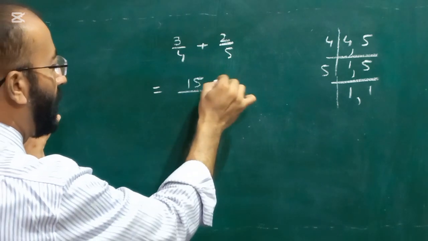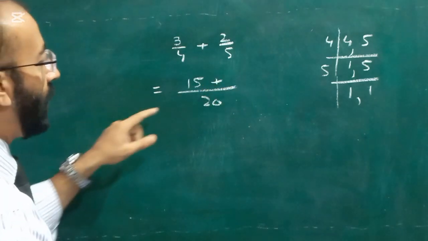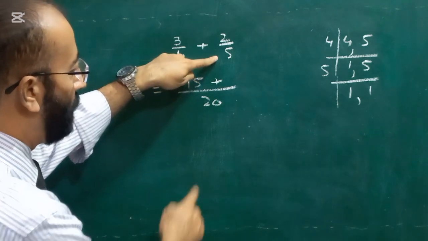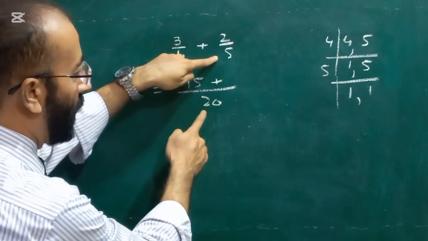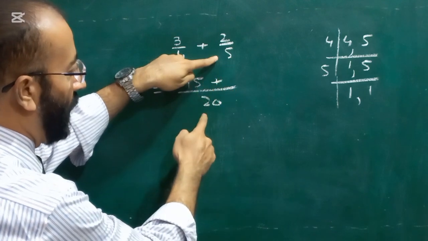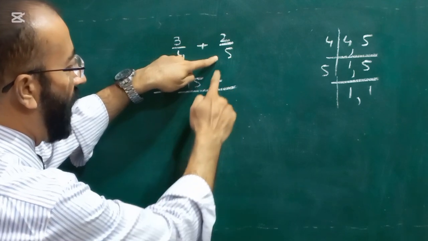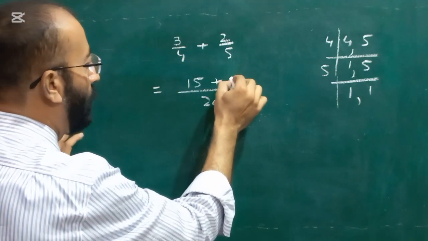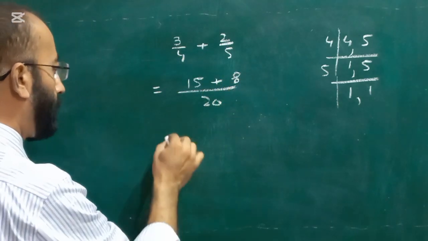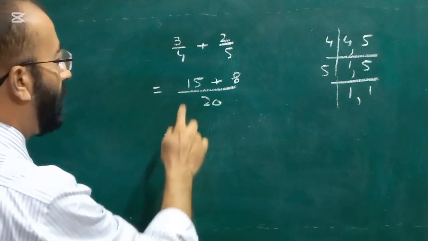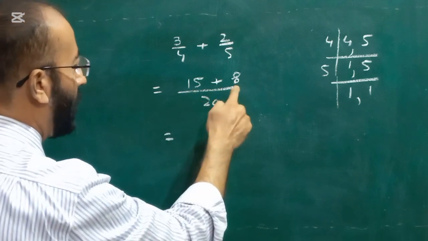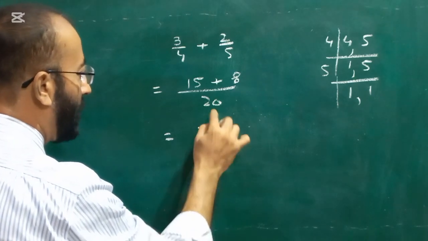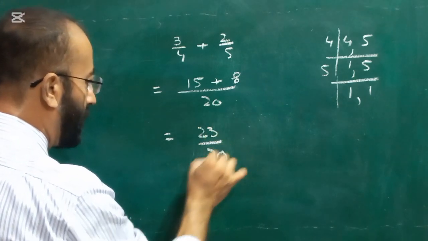This plus sign will remain as it is. Now we will read the table of the denominator of the second fraction up to the number where 20 will come. So 5 4s are 20. So now 4 will be multiplied with the numerator of the same fraction. So 4 2s are 8. In the next step, 15 plus 8. So 15 plus 8 will be 23, and this 20 will remain as it is.